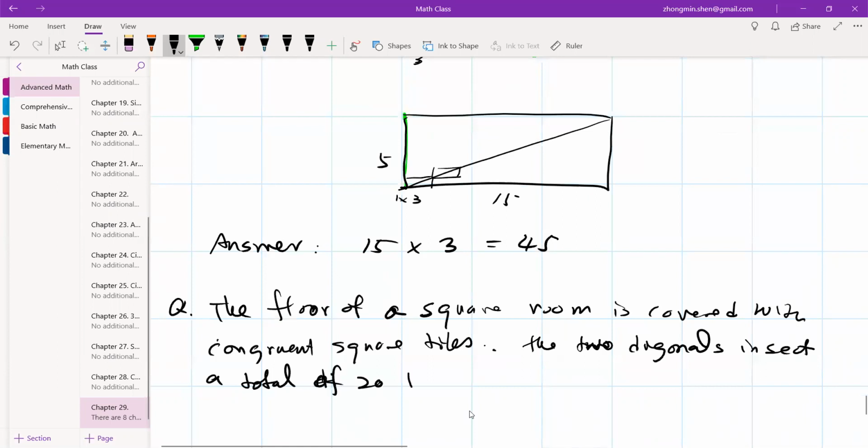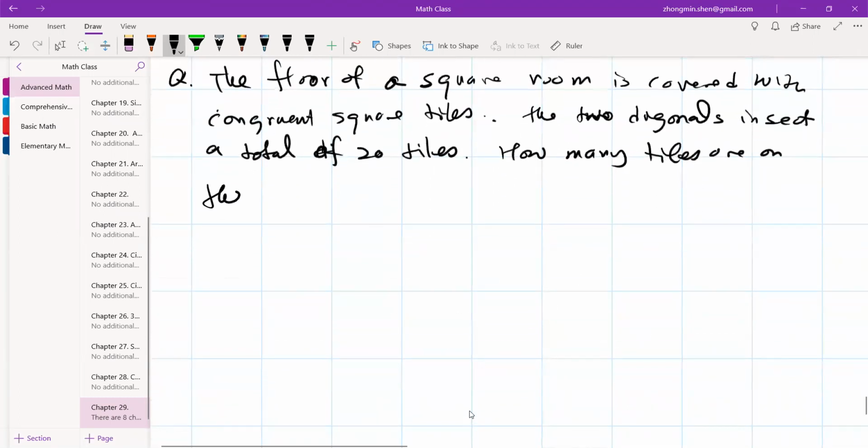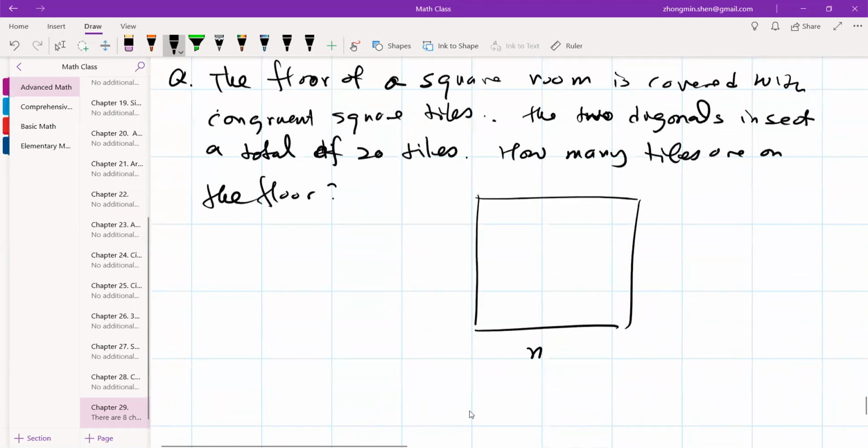A total of 20 tiles, right? How many tiles are on the floor? Okay. Then the number of the tiles on the floor is n squared, all right? If it's n by n. Okay, so total n squared. The question is, what is n?